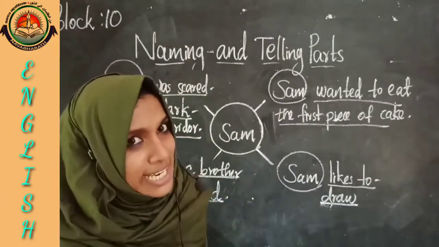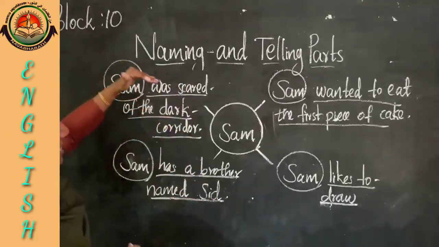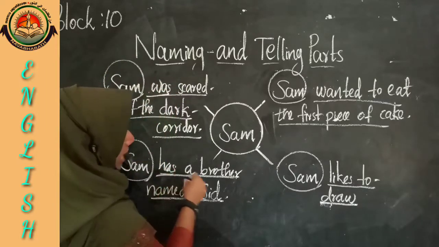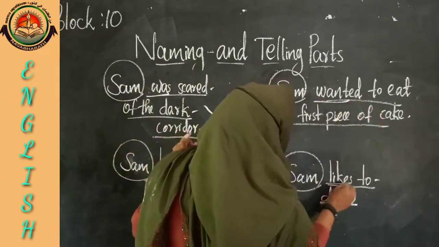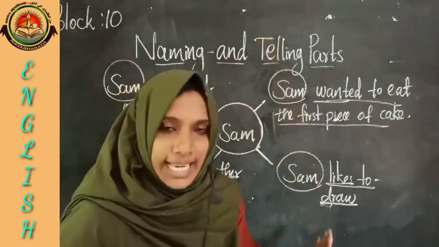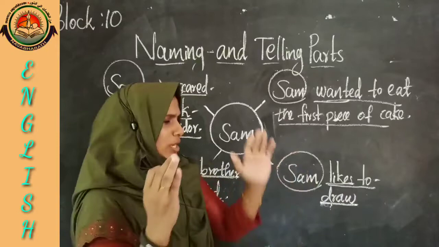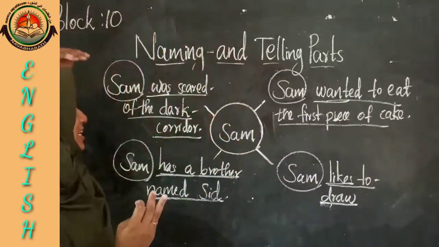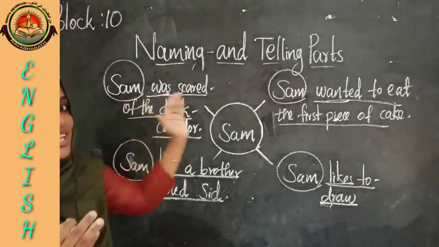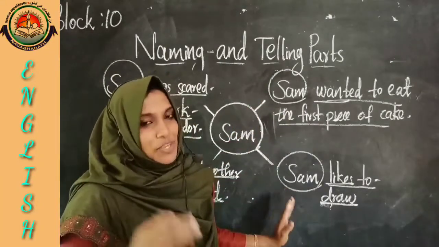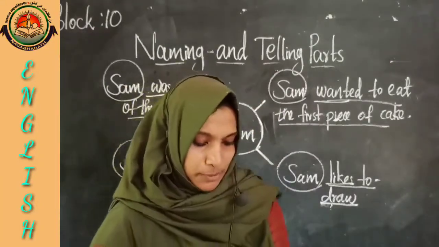And what about the telling part? Right, it has a doing word like was, has, wanted, likes. So all the telling parts have a doing word. And also the naming part is usually used at the beginning of the sentence. Right. So now let's move on to our workbook.